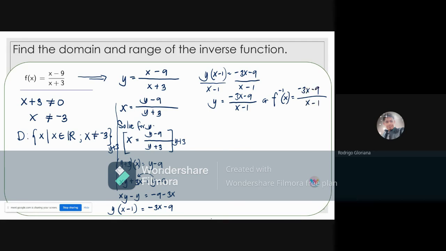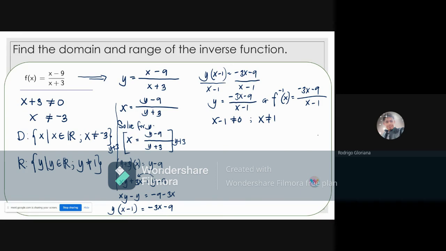So, at this point, kuhain ko yung aking value ng x, yung domain nito. So, x minus 1. Mean to say, meron tayong restriction that x minus 1 is not equal to 0. It means x is not equal to 1. So, that is now your range. Instead of x, y yun, range. y is an element of real number wherein y is not equal to 1.